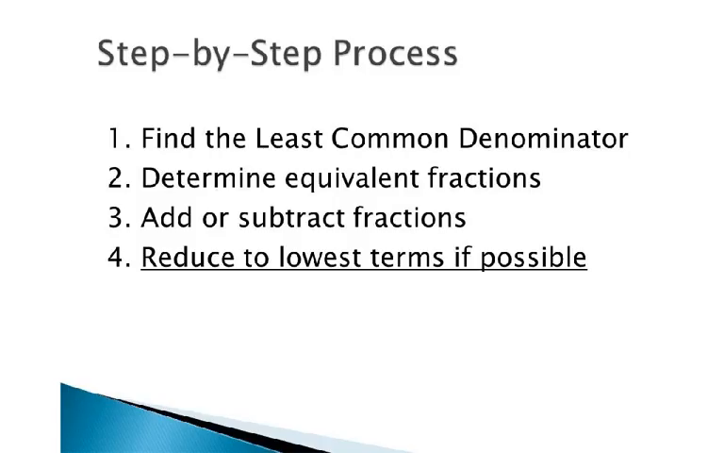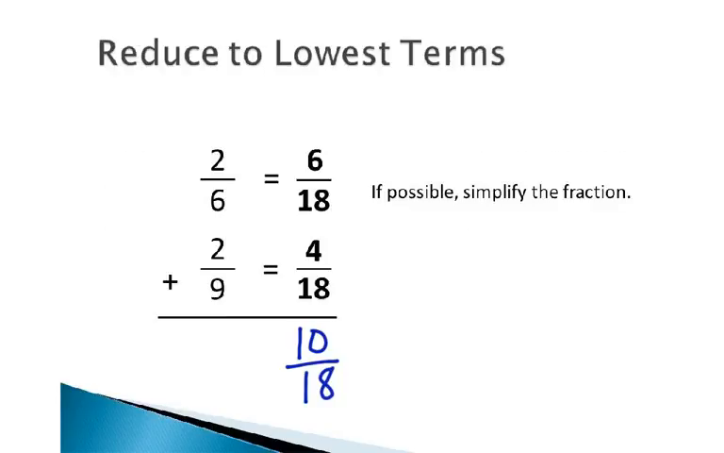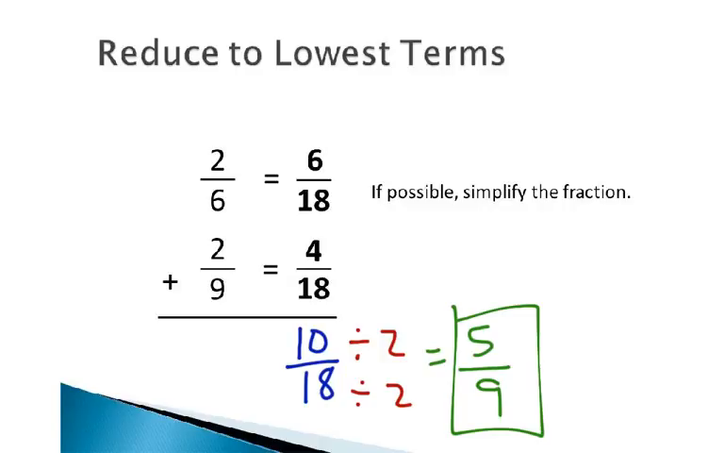Our final step is to reduce our answer to lowest terms if possible. With my fraction of 10 18ths, I see that both my numerator and denominator are even. Therefore, I can divide the top and bottom by 2. In doing that, my fraction is reduced to 5/9. And since 1 is the only common factor of both 5 and 9, my fraction is reduced to lowest terms possible. So the answer to 2/6 plus 2/9 is 5/9.